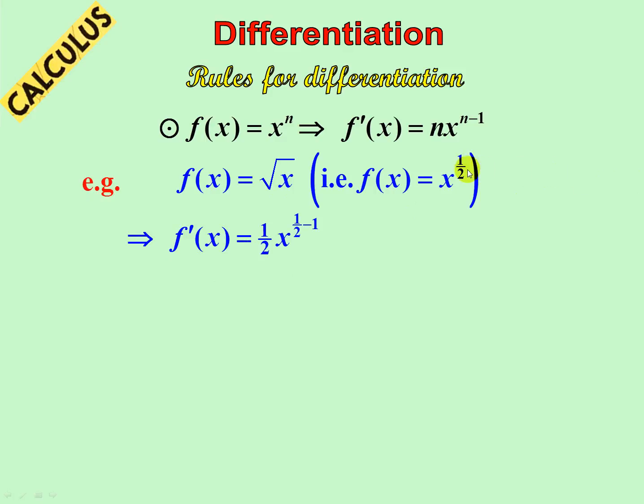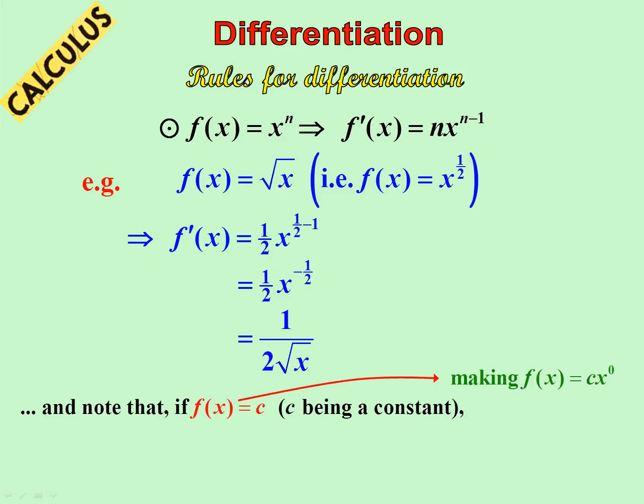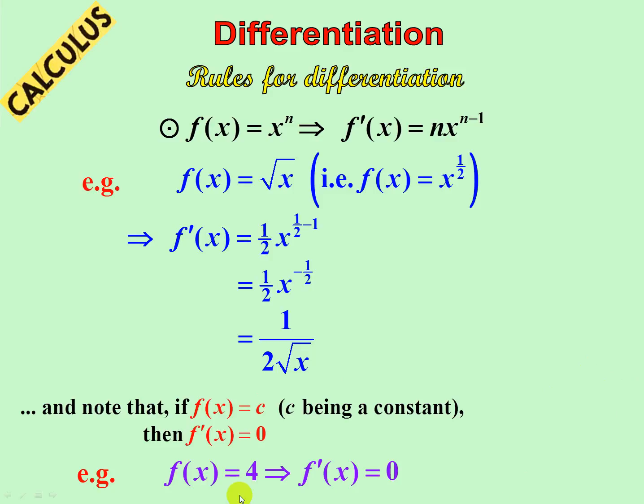Half multiplies down. We subtract 1 off the half, giving you that. Now that can be written as 1 over 2x to the half, or 1 over twice the square root of x. Either is okay. f of x equals c, a constant: remember that means cx to the 0, the 0 multiplies down, and the derivative is 0. f prime x is 0. So therefore, if f of x equals 4, f prime x equals 0.